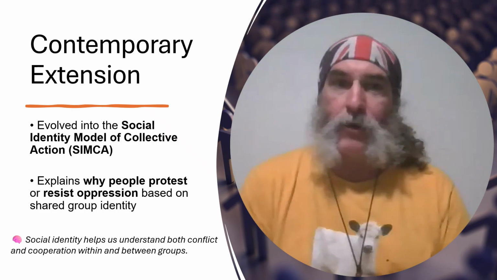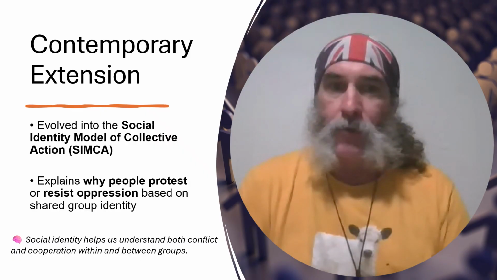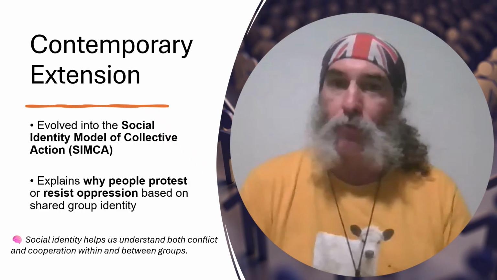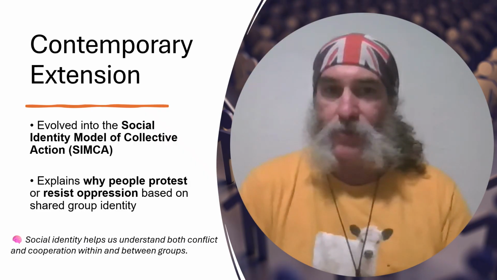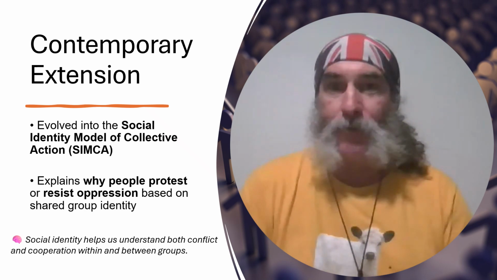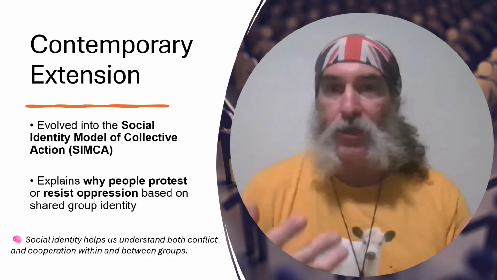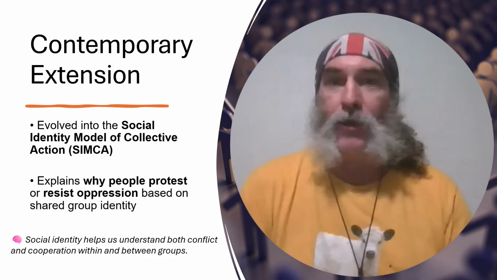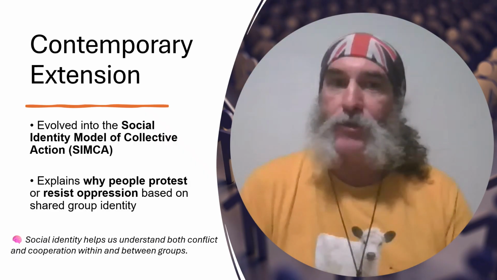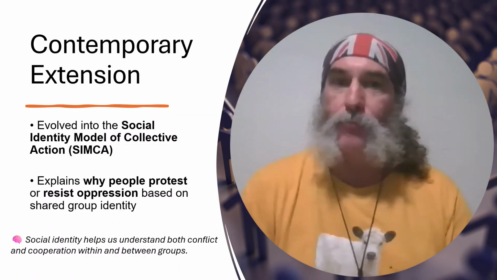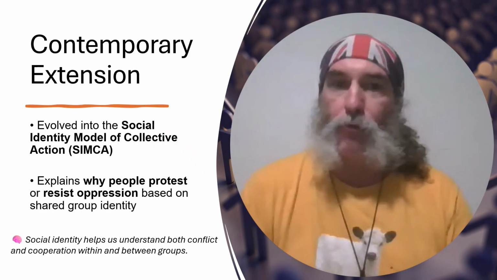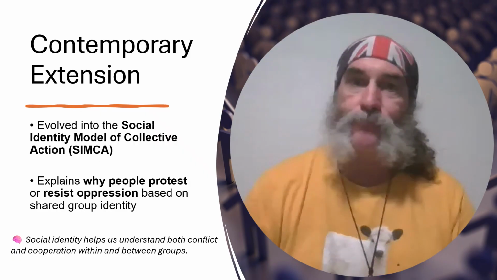So the contemporary extension of social identity theory has evolved into what we know now as the social identity model of collective action, SIMCA. We've all heard of Black Lives Matter, guys. Black Lives Matter, that was a big campaign. The Me Too movement, all these big social campaigns that are used to initiate change in society. And this theory explains why people protest or resist oppression based on shared group identities. Social identity helps us understand both conflict and cooperation within and between groups.